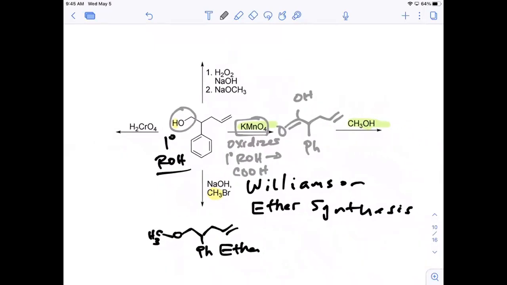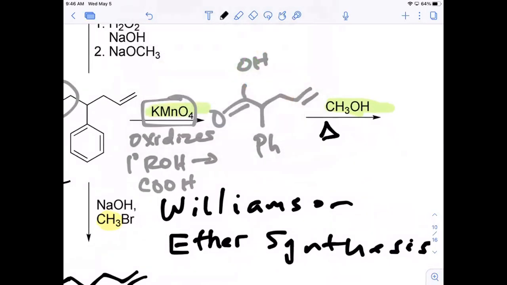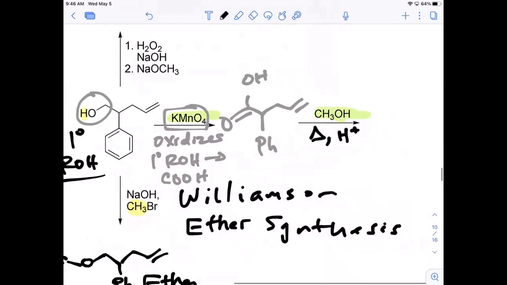Now if I take the acid and react it with an alcohol like methanol, what kind of reaction is that? So I have a carboxylic acid, and let me put some other reagents over here. We're going to heat this up, and we're going to add in some H plus. It can be from wherever. We can add in some HCl, a little bit of acetic acid, TFA, trifluoroacetic acid. But we need a proton source to catalyze it.